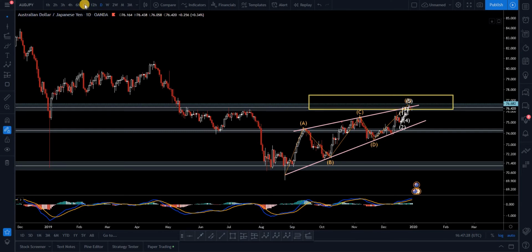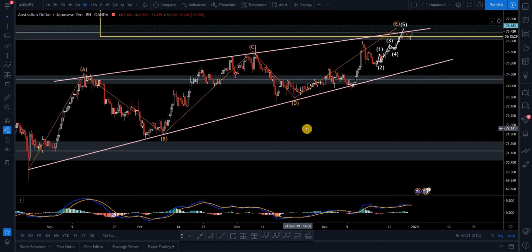Let me go down. Let's try the 8-hour chart. So here we are now within that pattern, within the diagonal, and as you can see, everything's obviously a lot closer. Price has gone up into the area that I spoke about, and as far as I'm concerned, this market is under pressure. So let's go down to the 4-hour chart, and what else did I see?